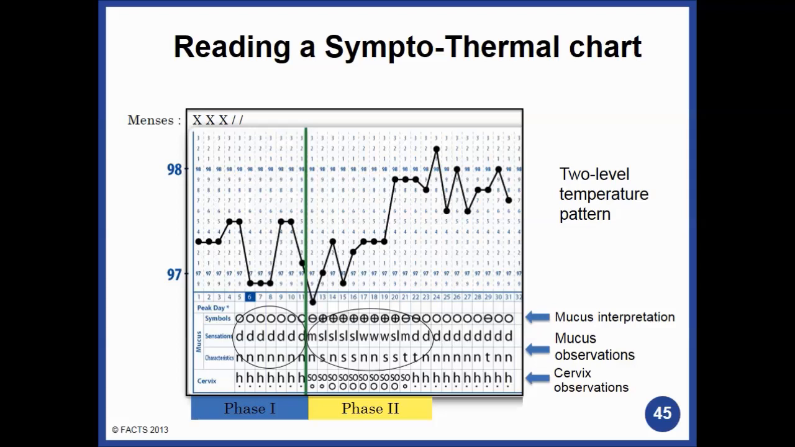As her discharges are changing and her basal body temperature is rising and the cervical fluid has become dry and has stopped, she enters phase 3, which is once again infertile.